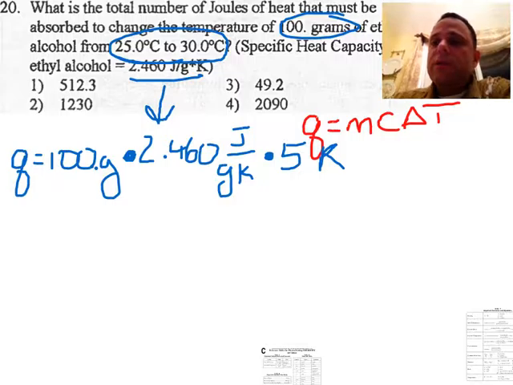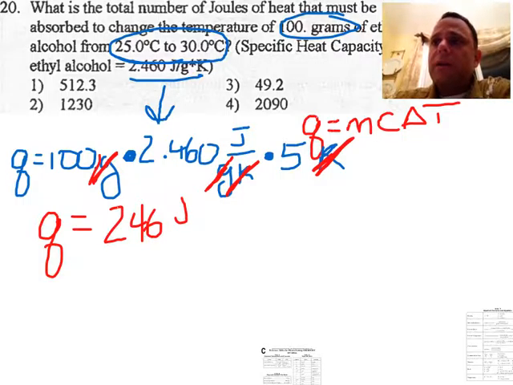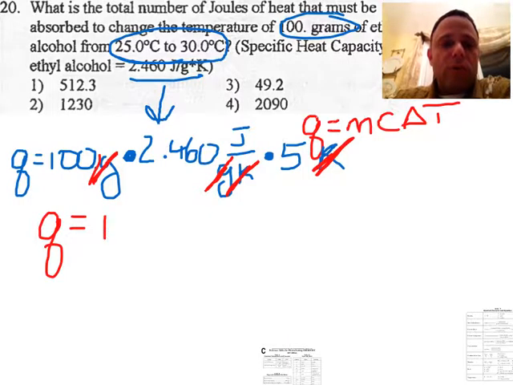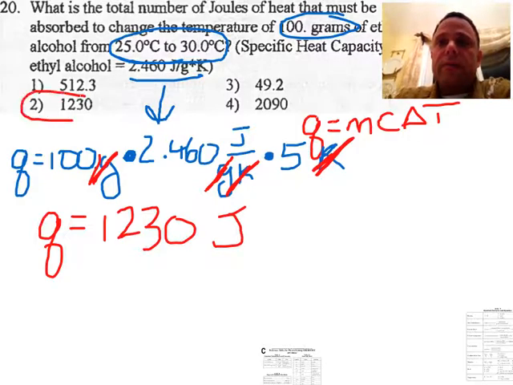If we wanted to address the units first, grams divided by grams would cancel out. Kelvin divided by Kelvin would cancel out, and we end up with Q is equal to... let me backtrack. Let me just do all that math together. Q would equal 1,300 joules, because you would multiply all three together, and there it is.